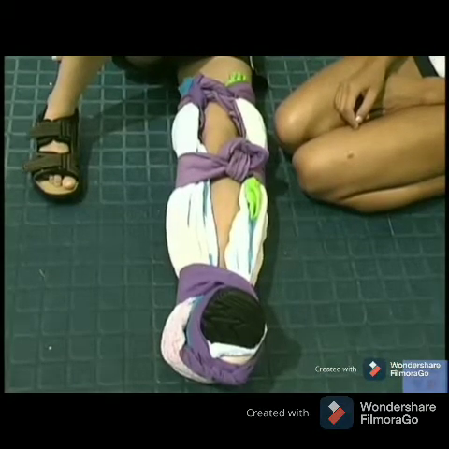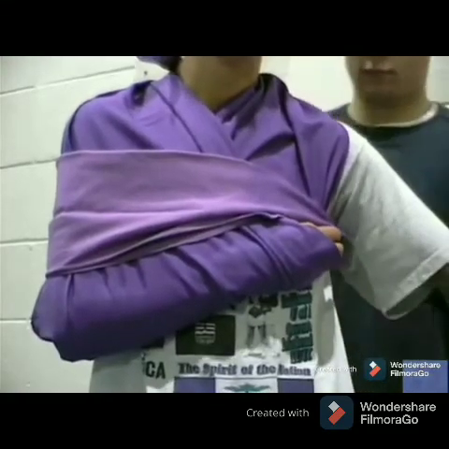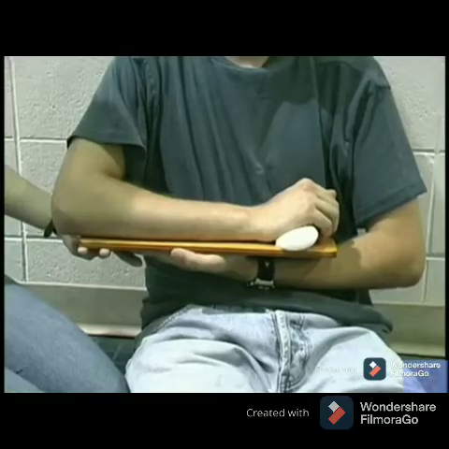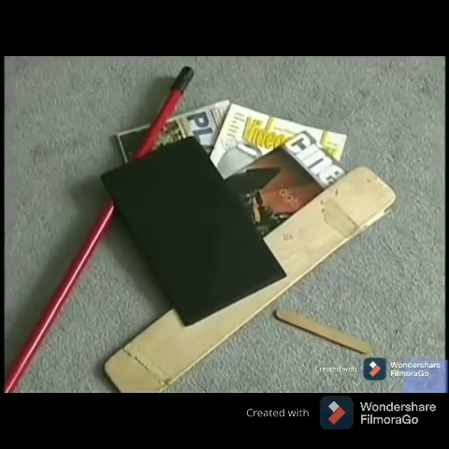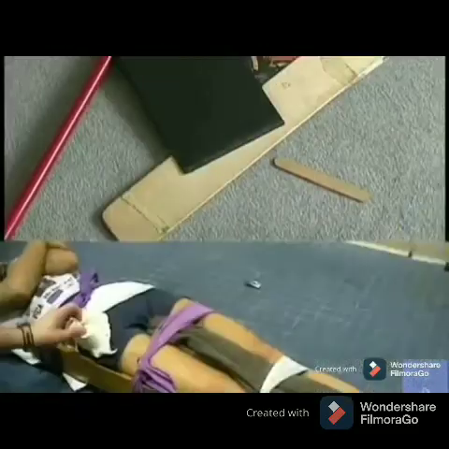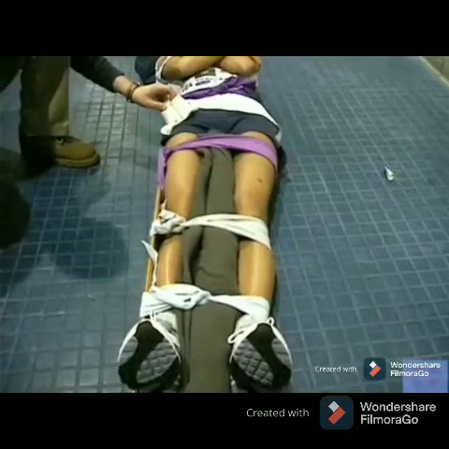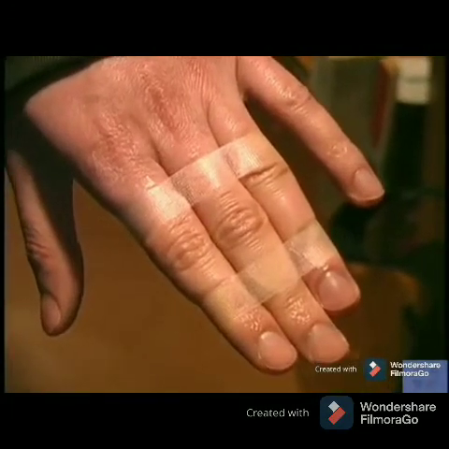Soft splints include towels, pillows, bandages, and slings. Rigid splints can be made from boards, metal strips, or folded newspapers and magazines. Finally, an anatomic splint uses a healthy body part to immobilize an injured area, like fingers or toes.